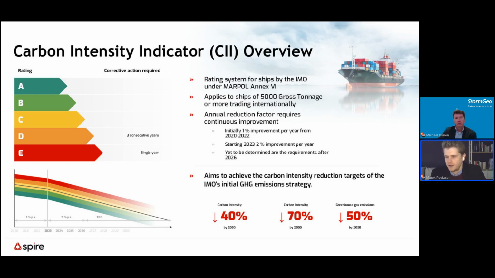Now, the CII in general is obviously a tool by the IMO and is aimed at achieving the carbon intensity reduction goals of the IMO and its general greenhouse gas emissions strategy. So that essentially means for the carbon intensity, they are aiming at a reduction of the carbon intensity by 2030 of 40% and 70% by 2050. For general greenhouse gas emissions, everything else aside from the CO2, they also aim at a 50% reduction by 2050 of all greenhouse gas emissions.